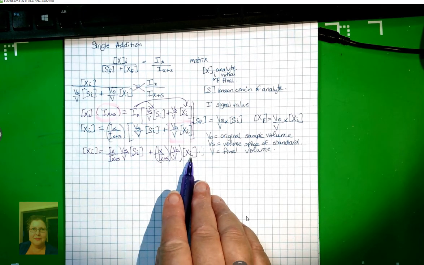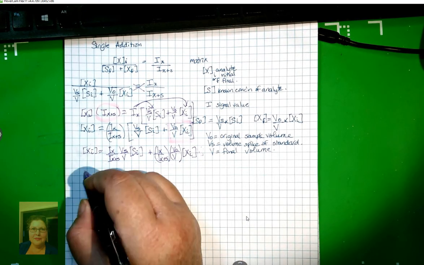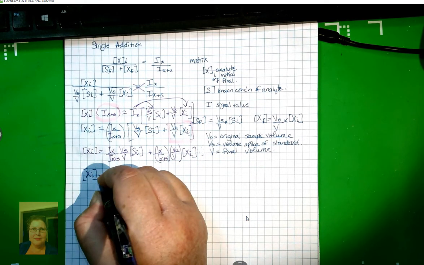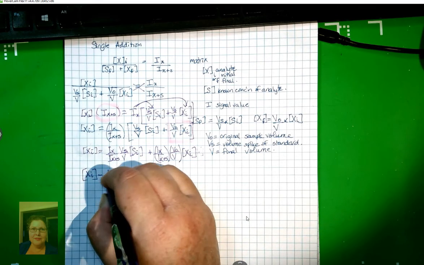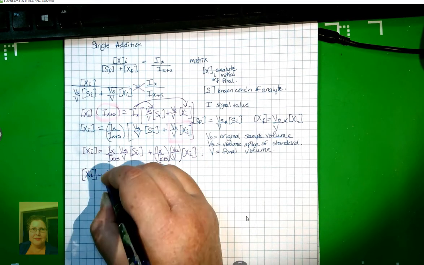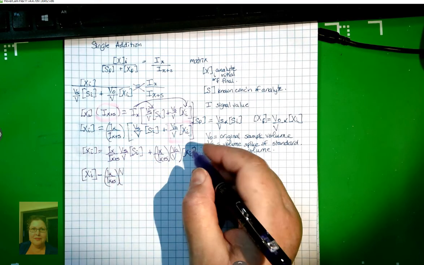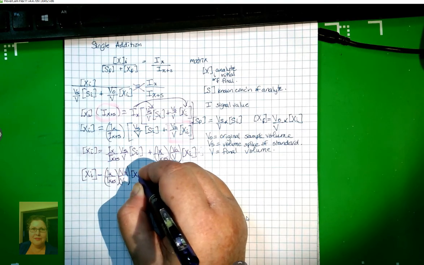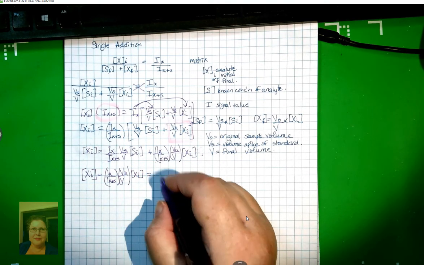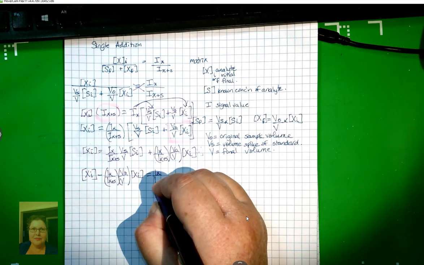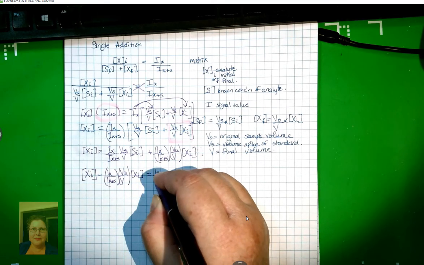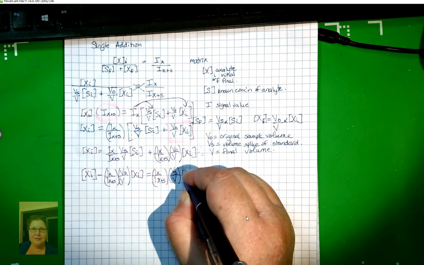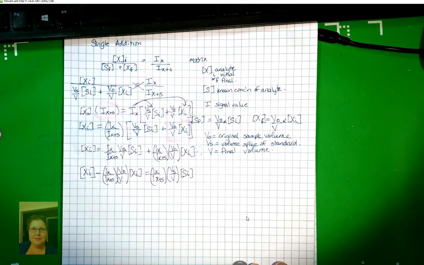So now we're going to move this Xi term all the way to the left side. Xi minus Ix over Ix plus S times Vo over V times the concentration of Xi equals Ix over Ix plus S times Vs over V times the concentration of our initial standard concentration.